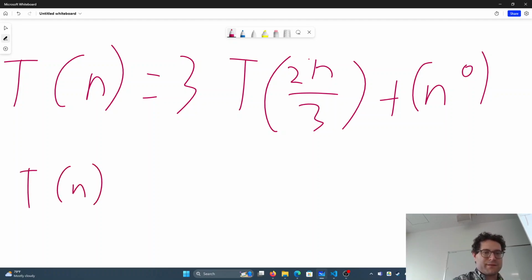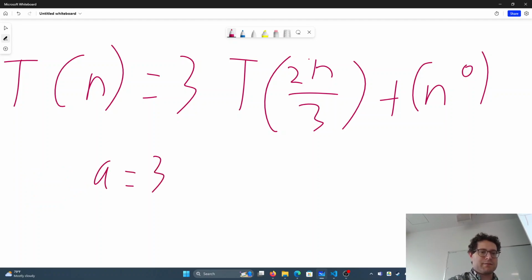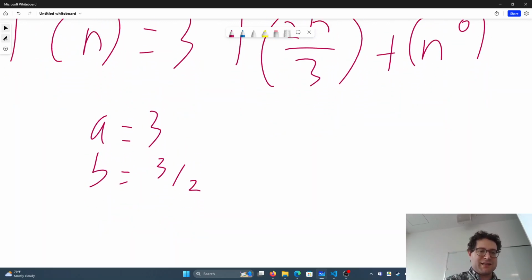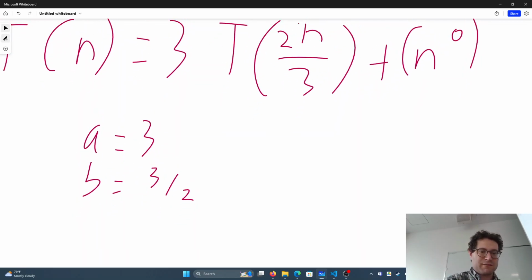So in this case, A is equal to 3, because there are 3 subproblems. B is the size of each subproblem. Well, it's going to be 3 over 2, right? Even though it reduces the problem to 2/3, dividing by 3 over 2 is like multiplying by 2/3. It's a bit weird, clunky, but work with me. And then D is 0.